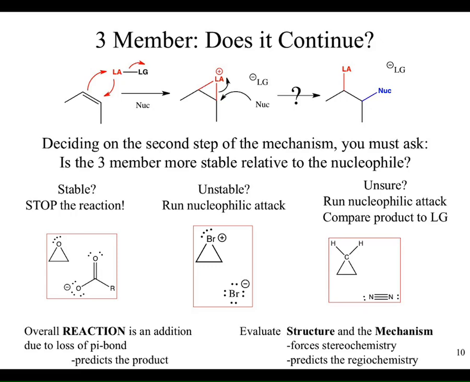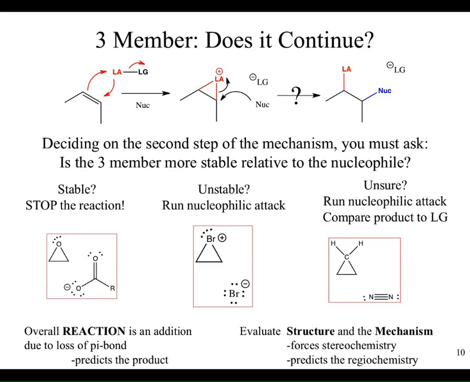In the first case, we've got stable. That oxygen versus this oxygen. Our potential nucleophile is that negative oxygen coming in and attacking. Well, we've got a negative oxygen versus a neutral oxygen. Negative is more unstable. Your three-membered ring is more stable than the nucleophile, so we're going to stop right there. There's no reason to continue forward.